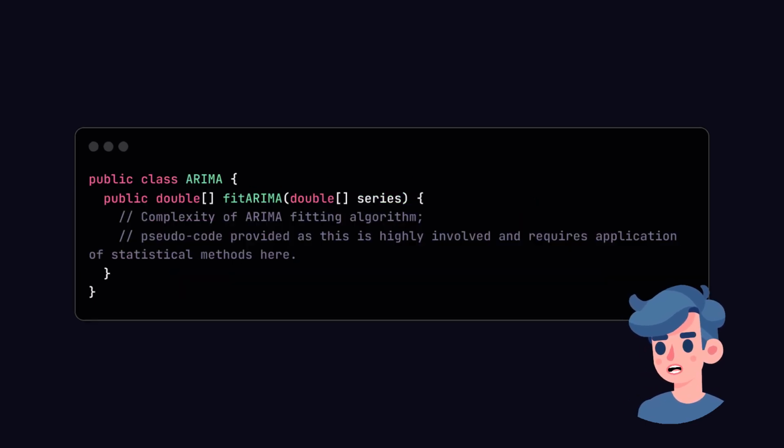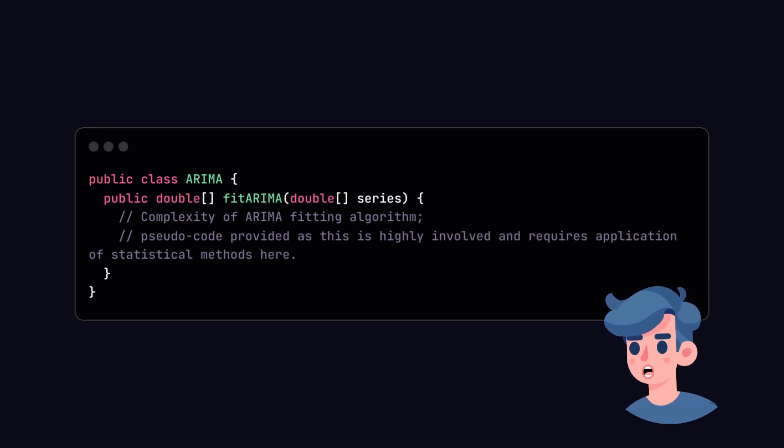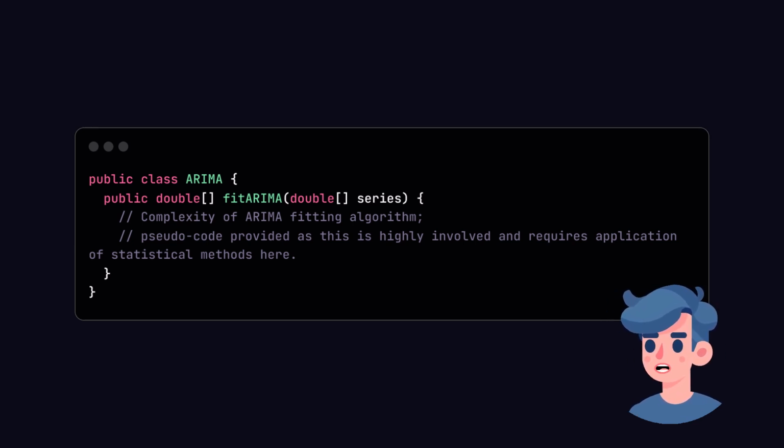Alright, let's move on to a more advanced technique: Autoregressive Integrated Moving Average, ARIMA. ARIMA is a popular method for forecasting time series data. For this, we will use the Apache Commons Math library to help us model our data.